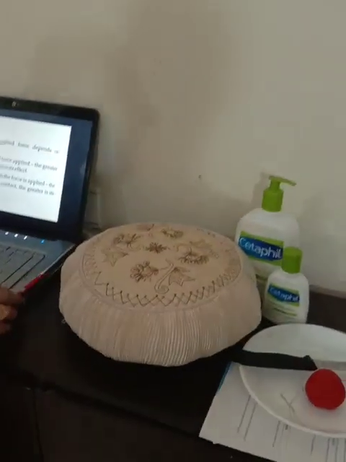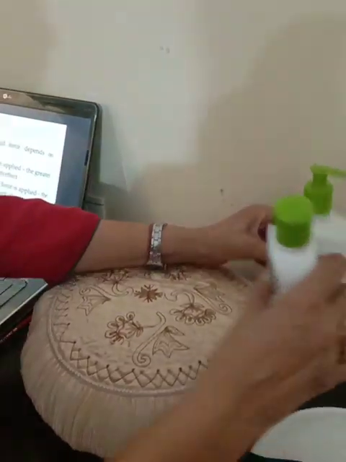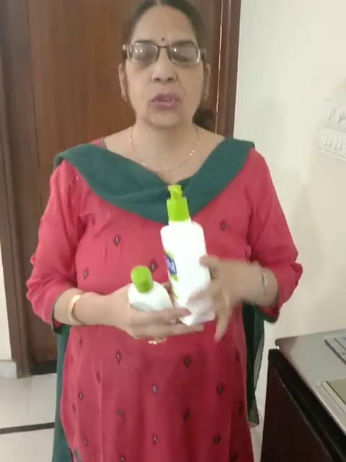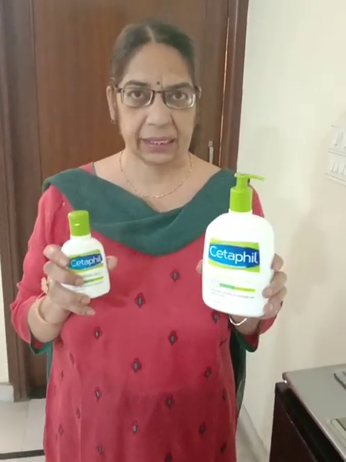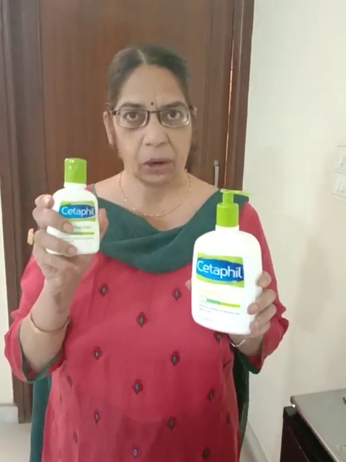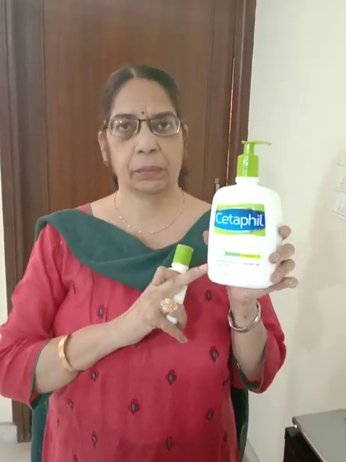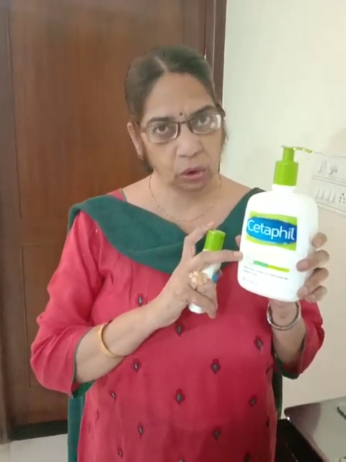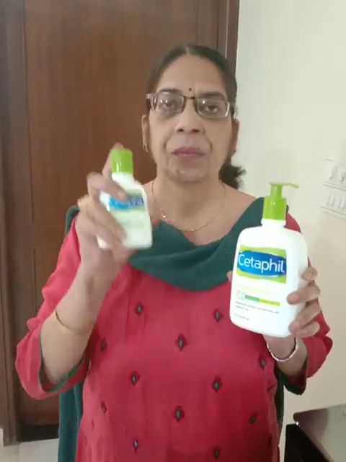Let us see it by doing some practicals. You see here, I'm having these two bottles in my hand. This is the smaller bottle, this is the larger bottle. The smaller bottle will have less weight and the larger bottle will have more weight. So ultimately this bottle will apply less force and this bottle will apply more force.